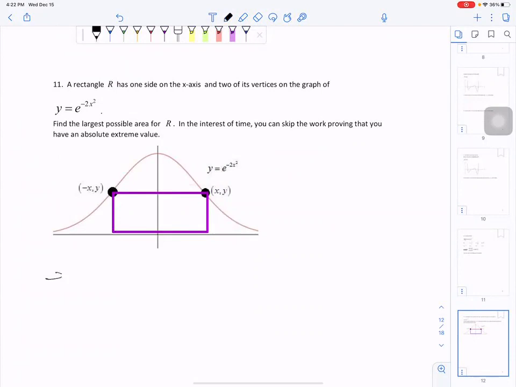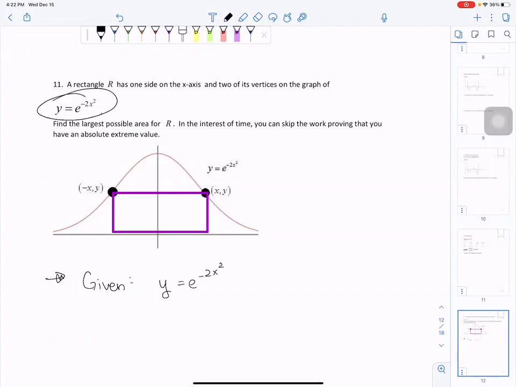What do we know? So optimizing, you know that it's already asking you for the largest possible area. That's a clue that you're going to be doing an optimization problem. It's going to involve derivatives, so you need some equation. But first, let's write down our givens. We're given that y equals e to the negative 2x squared. They gave it to us.